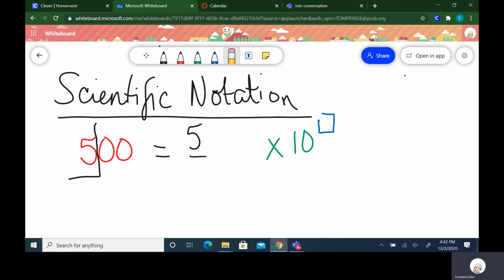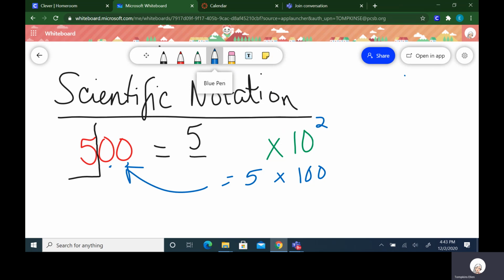In order to get the power, after I cut that first number off, I've got 1, 2 digits. So that is what's going to be there, 2. Now let's think about that. Did it work? 5 times 10 squared. Well, 10 squared is 100. Is 5 times 100 my original 500? Yep, sure is. So let's look at another one.